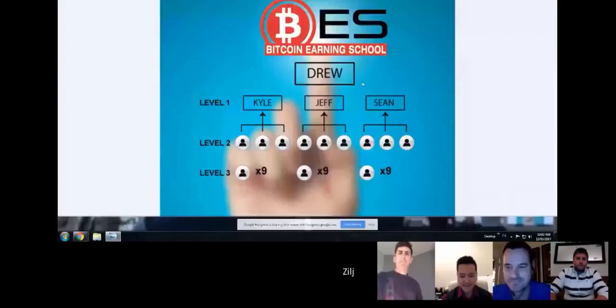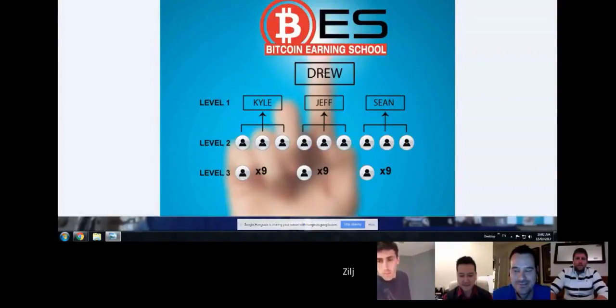I've drawn up a nice little diagram here with the guys that I'm here with today. Basically, if we take Drew as the #1 spot at the moment with Kyle, Jeff, and Sean underneath him, when Drew comes into the system, he's going to automatically be assigned a referral. If he uses someone's referral link, he's going to automatically be assigned a referral. And if that person has 3 referrals already, he's going to automatically go into their downline.